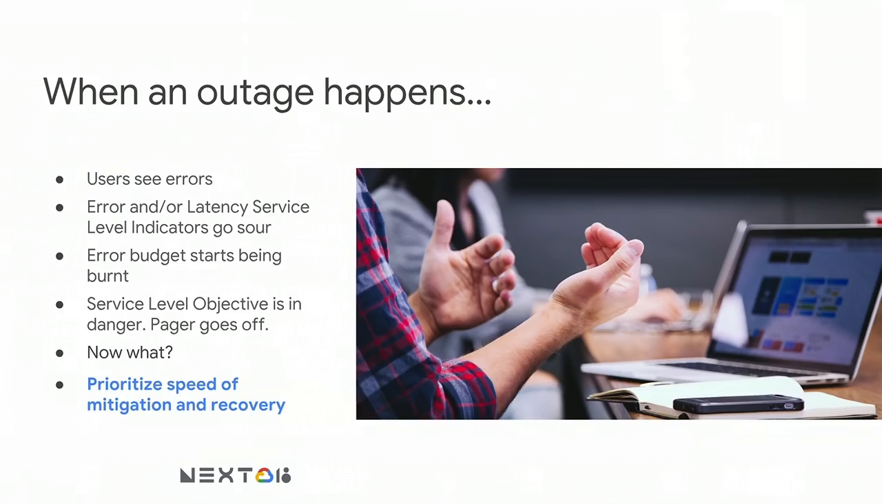So that's great, right? We've now addressed the time to detect problem. But let's also talk about the time to resolve problem, because that's an equally important part of having a resilient service. So when users see errors, now we have our service level indicators going sour. Stackdriver SLO alerts us because we're burning through our error budget too fast. What do we need to do? As I said earlier in the debugging cycle, we need to prioritize the speed of our mitigation and recovery.